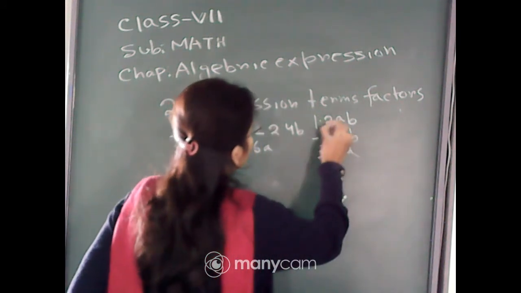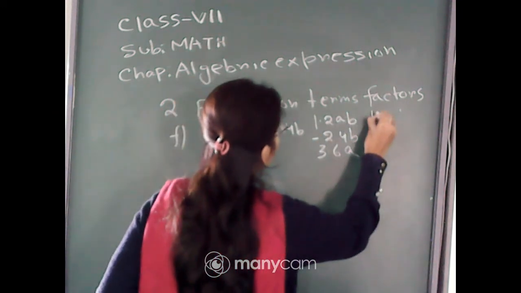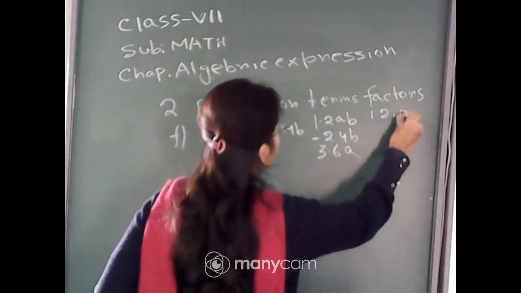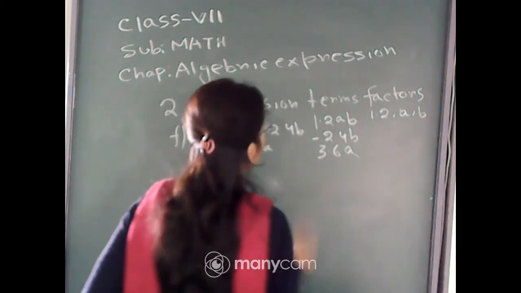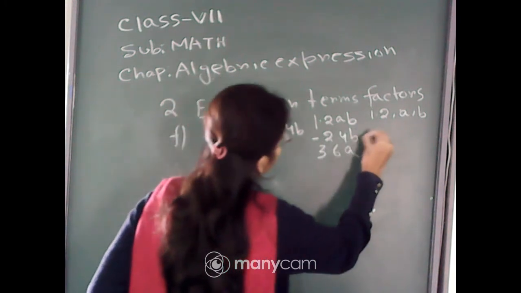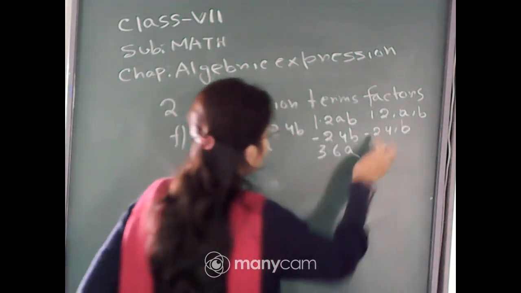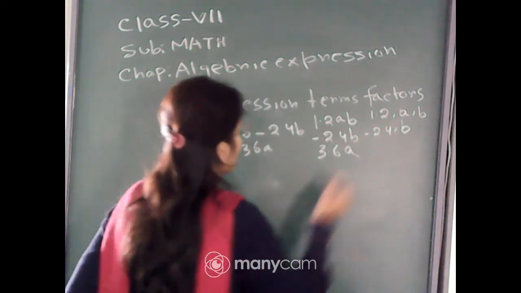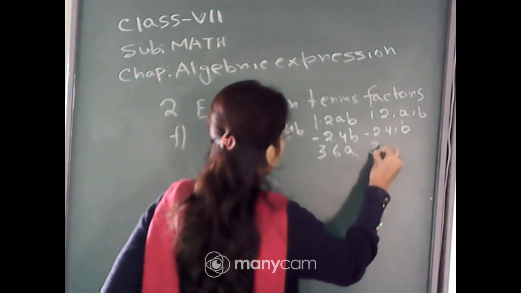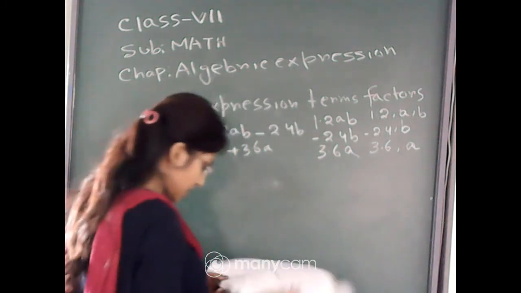Now, the term 1.2 AB is the product of 1.2, A and B. Similarly, the term minus 2.4 B is the product of minus 2.4 and B. Therefore, these are the factors of this term. And 3.6 A is the product of 3.6 and A.